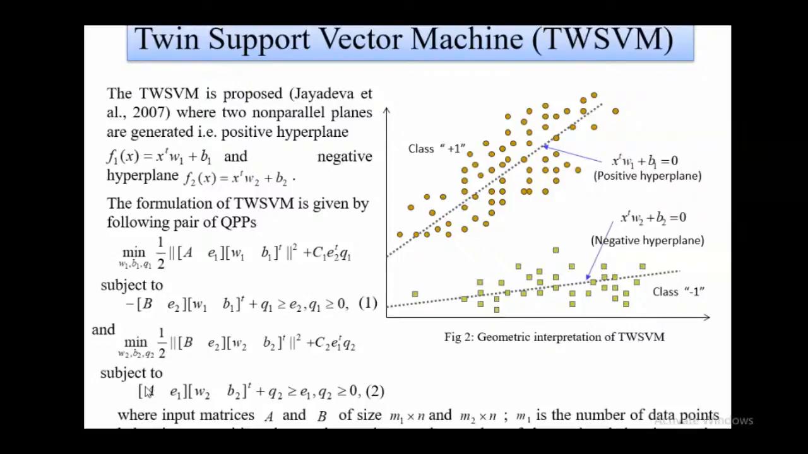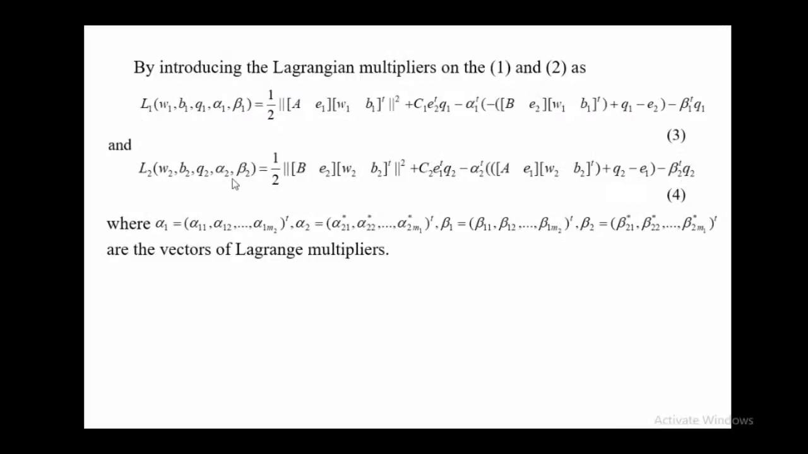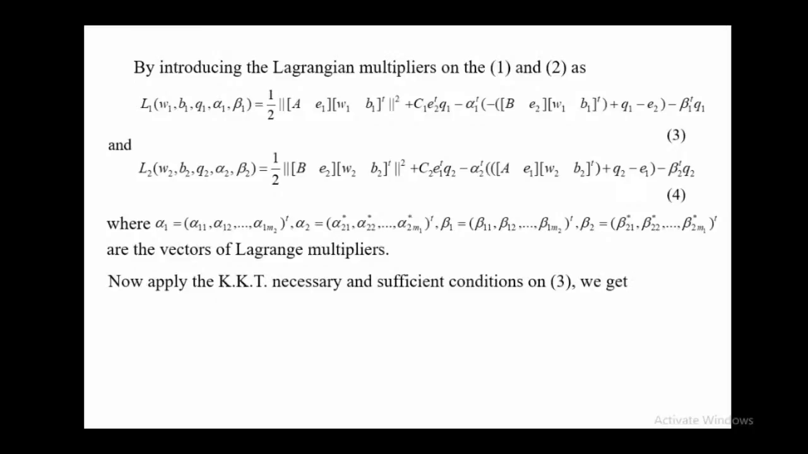So you will see this is L2. Obviously here the unknowns are W1, B1, Q1, alpha 1, beta 1. And for this Lagrangian function, we have the unknowns W2, B2, Q2, alpha 2 and beta 2. I already told you that alpha 1, alpha 2, beta 1, beta 2 are the Lagrangian multipliers. Now we'll apply the KKT conditions. The KKT conditions tell you under what conditions your optimization problem will give you the solution. Okay. So we'll apply.